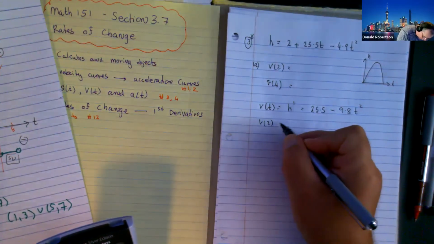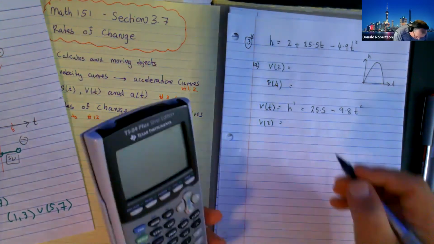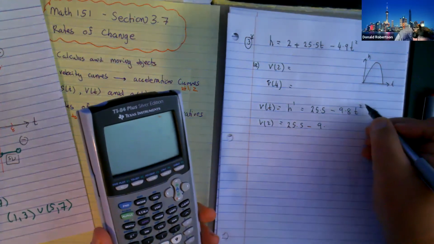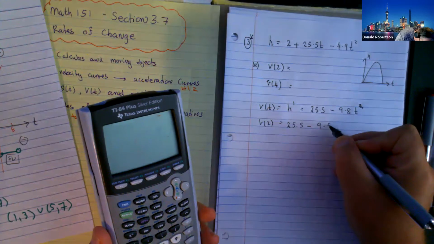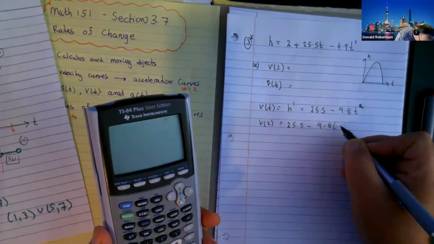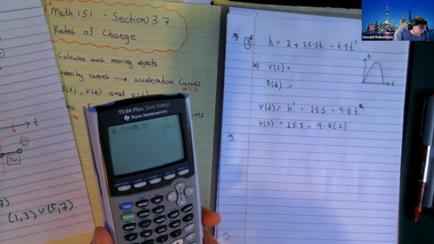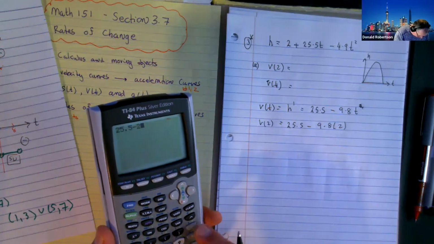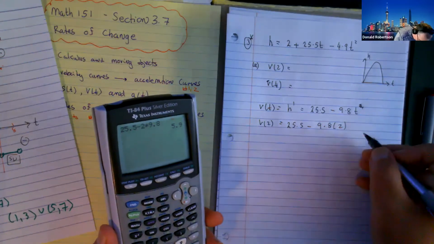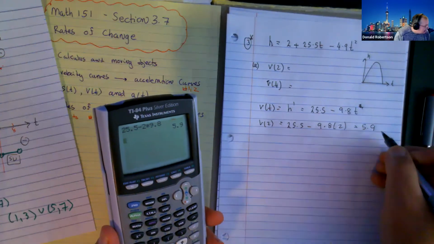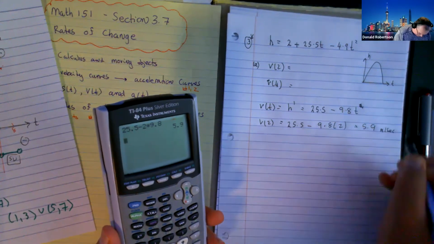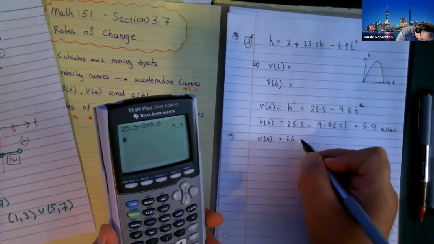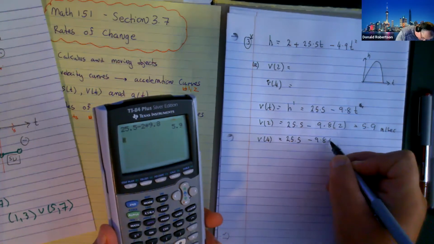So if you want to know what's the velocity of this object at the 2-second mark, it's 25.5, take away 9, and I just put a t squared there, nobody noticed. Take away a 9.8 times t, which is 2. So it's 25.5, take away 2 times 9.8, and the answer is positive 5.9, and the units are meters per second. And at the 4-second mark, it's going to be 25.5, take away 9.8 times 4.